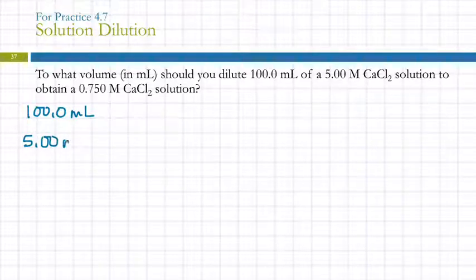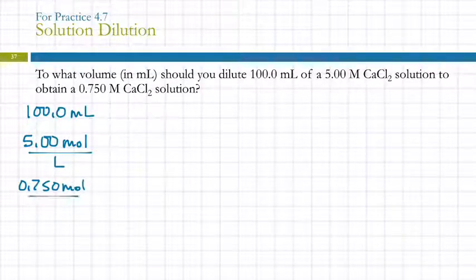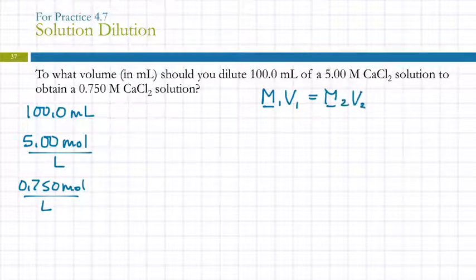Instead of capital M, I'm going to write moles per liter. And then I've got 0.750 moles per liter. Big clue that this is a dilution problem. It actually has the word dilute in it. So we should be thinking we need this equation, M1V1 equals M2V2.